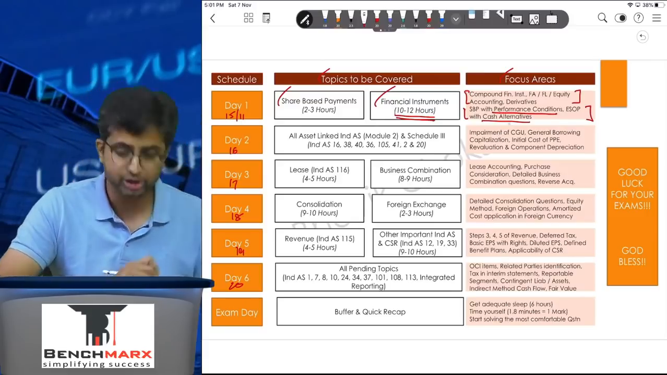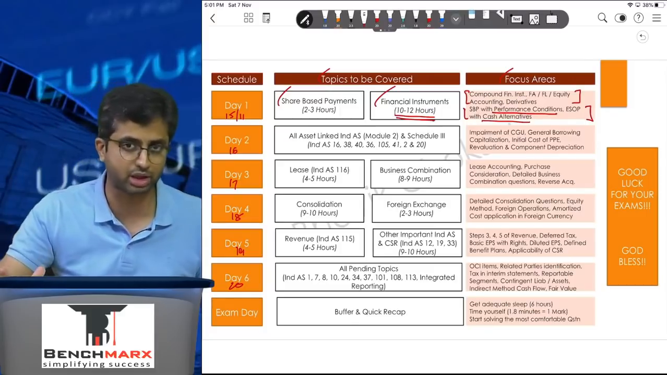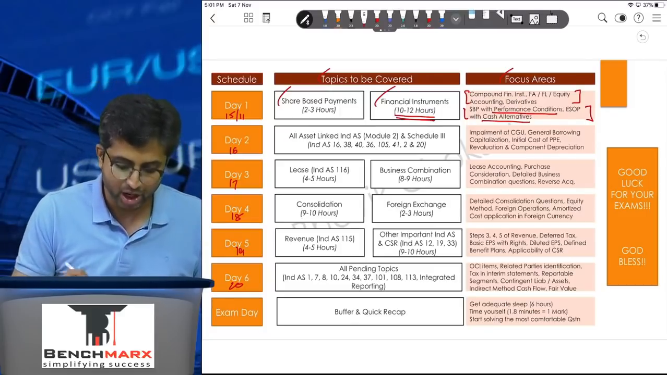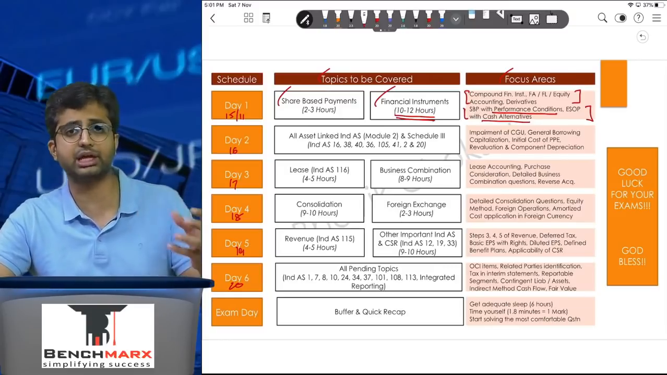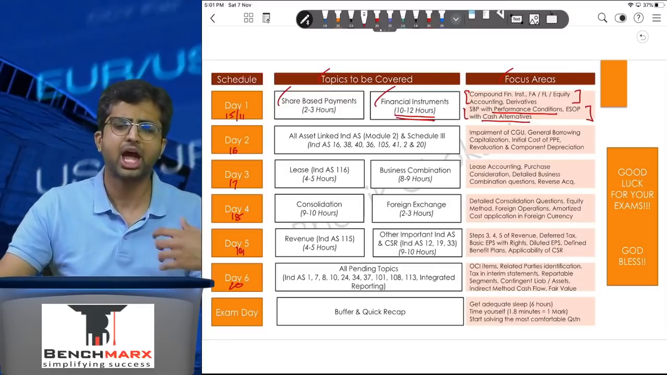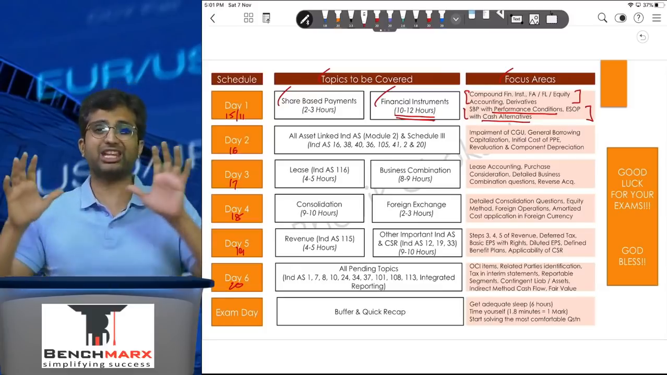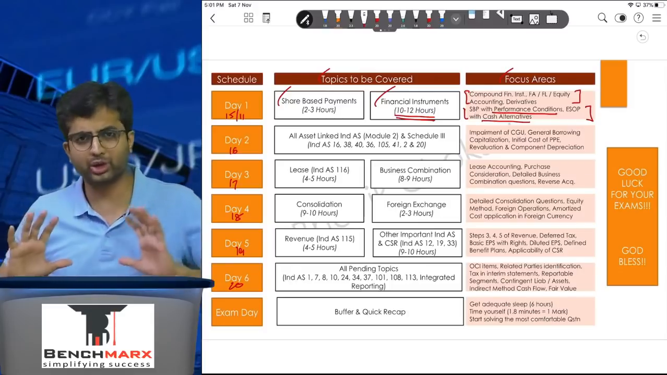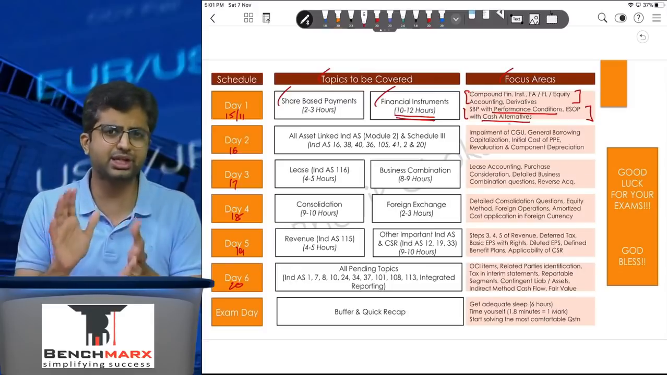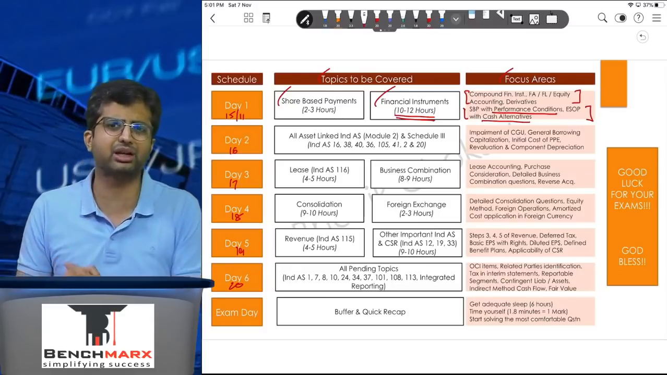On the second day, you should ensure that you stick to the targets, please. On the second day, you will cover the asset linked standards. These are largely there in your module 2. While preparing, we have ensured that we don't put all the topics on one day and all Ind AS on another together. Otherwise, Ind AS involve a bit of theory and it might get a little daunting.